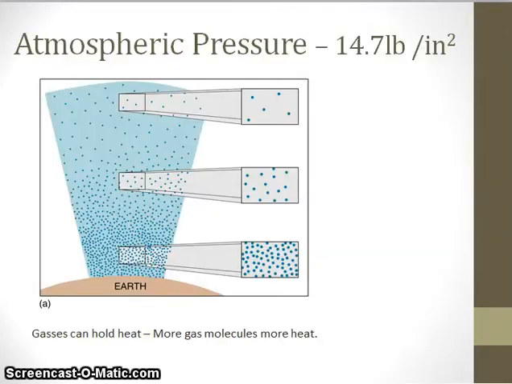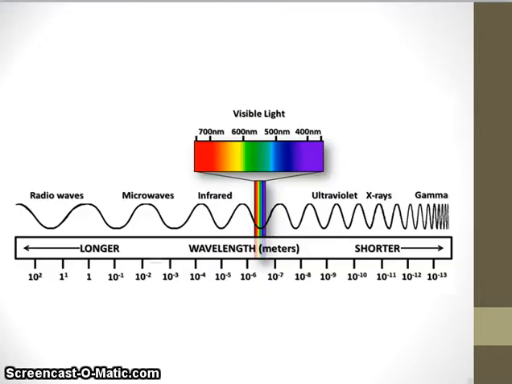As you go up in altitude, there are fewer molecules of gas, and those molecules of gas hold temperature. At the Earth's surface, the atmosphere actually has a weight, 14.7 pounds per square inch of pressure on the Earth's surface. And the higher up you go, the less pressure there is, the fewer molecules there are, and therefore, in general, the lower the temperature.